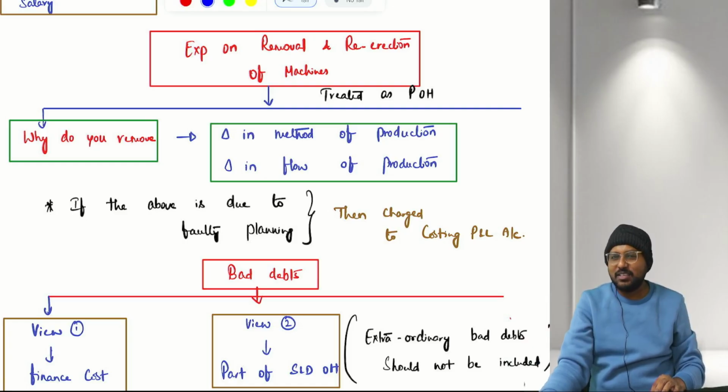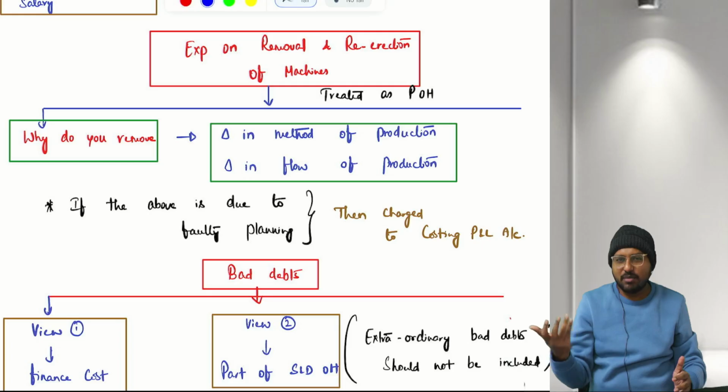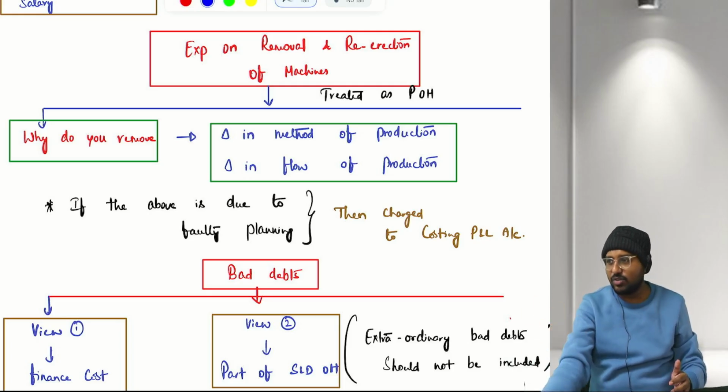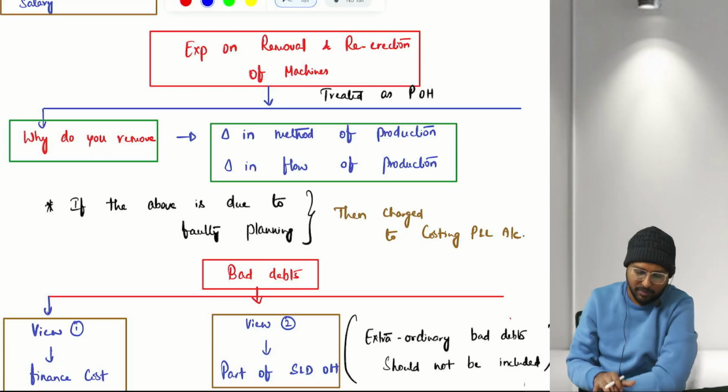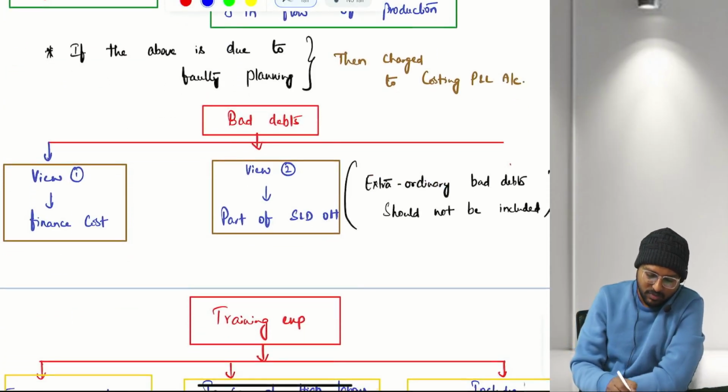Okay. But I am not the chairman. Some good chairman is there. So what he will do? He will say, okay, put it in costing P&L account because it is due to faulty planning. Got it? You got it? Right. Moving on to next one.